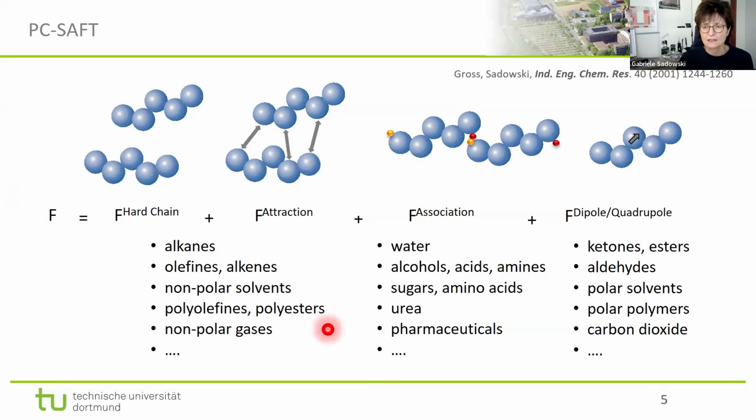And this allows us then to derive any other thermodynamic properties we might be interested in, for example, activity coefficients, and by that solubilities. We need different parameters for that. So we need the size of the molecules. For that, we have the segment number. So how many segments do we have? We have the size of the segment diameter. We have a parameter telling us what the attractive energy between two molecules is. And for association, we have the number of association sites and the association strength and volume. And if we have a dipolar molecule, we need to know what the dipole moment is.